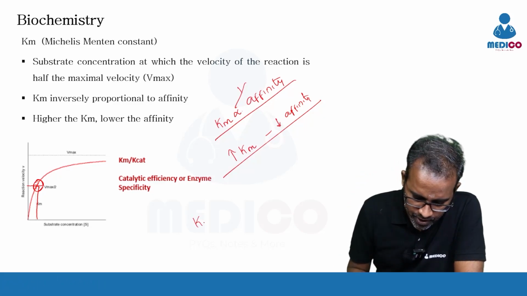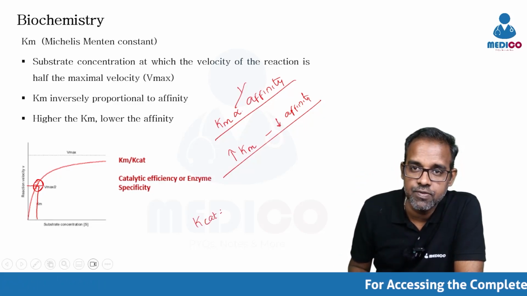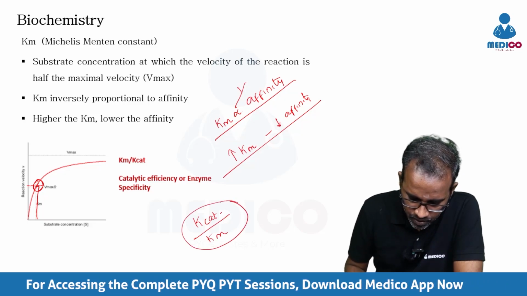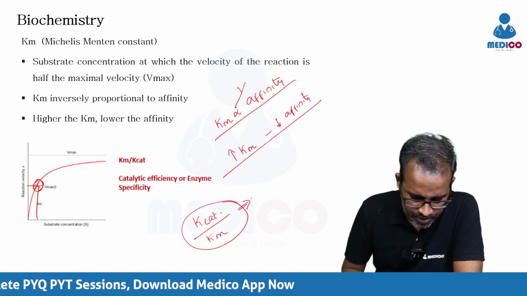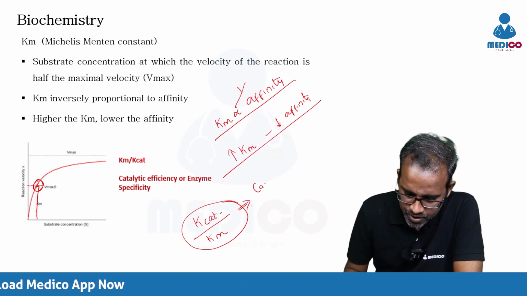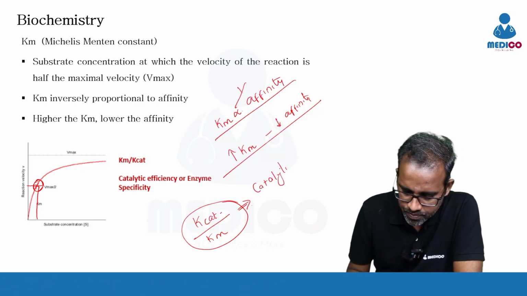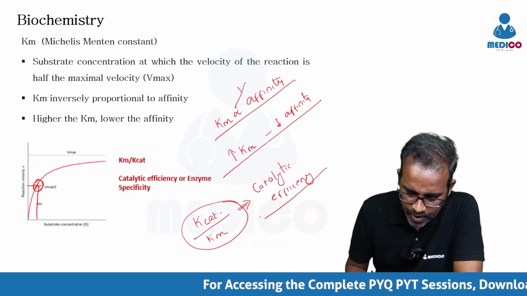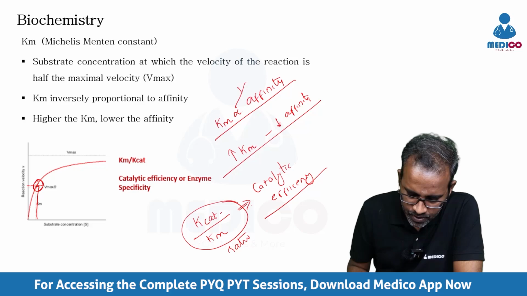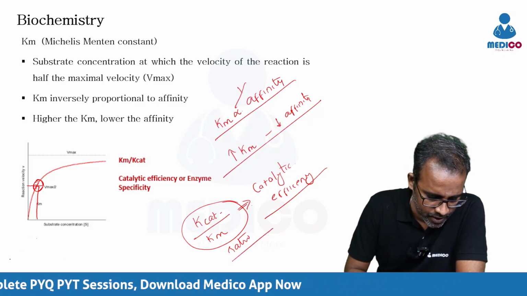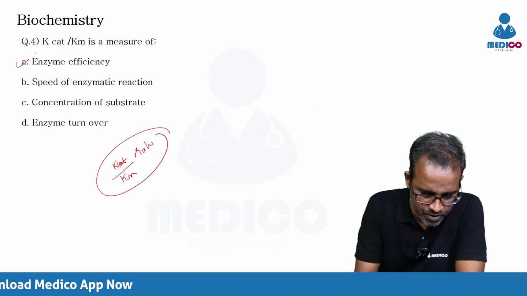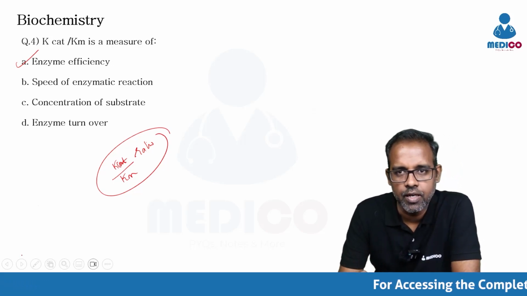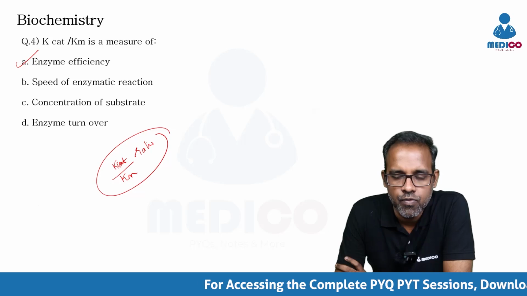Now we know what Kcat is. Kcat is a catalytic constant, which reflects the efficiency of the enzyme, and we know Km, which is the Michaelis constant. This ratio is an index of catalytic efficiency or enzyme specificity. That's the answer. The Kcat by Km ratio is an index of catalytic efficiency. The answer is A. Kcat by Km is a measure of enzyme efficiency.